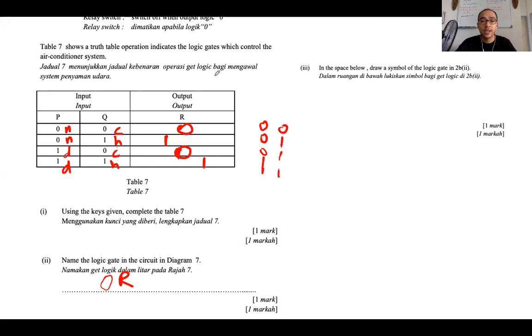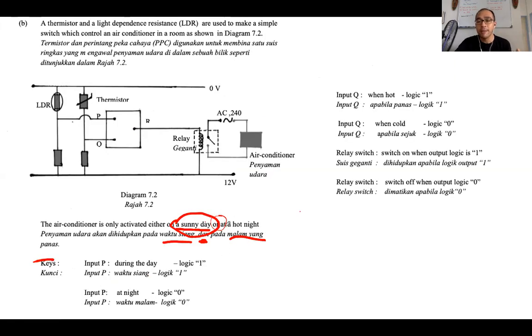So if they mention OR, does it directly refer to the gate? No, it does not directly refer to the gate lah. But that's a very good clue, actually. Yeah, it's a very big giveaway lah. The only problem I have with this question, and that's why I wanted to discuss this, is you look at the BM and the English version.